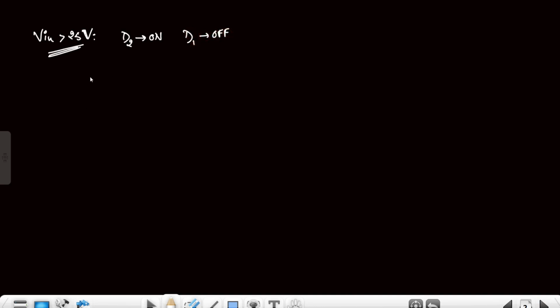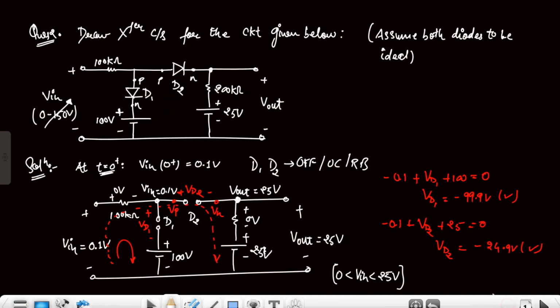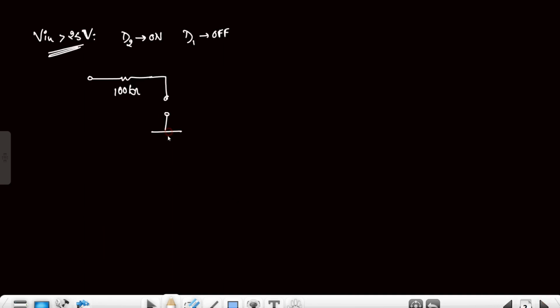So D1 is off, and the circuit is like this. Here this is 100 kilo ohm, D1 is off. This is 100 volt, and this is D2 on. D2 has turned on, and here this is the 200 kilo ohm, and here basically it is 25 volt. This is 25, right?